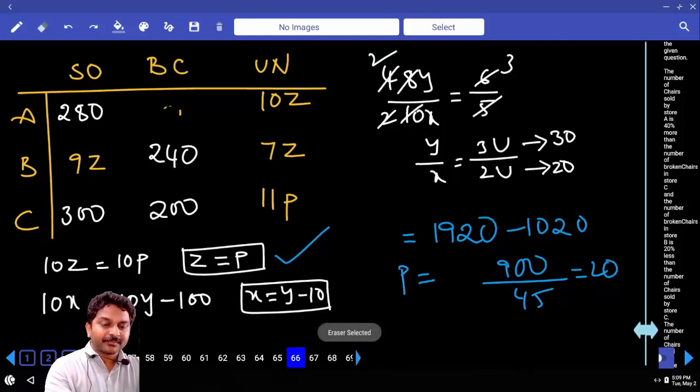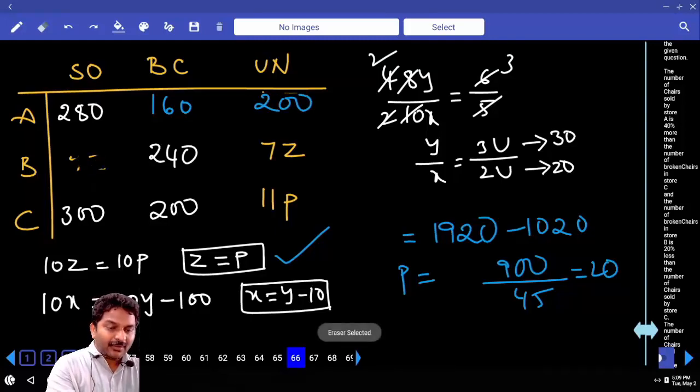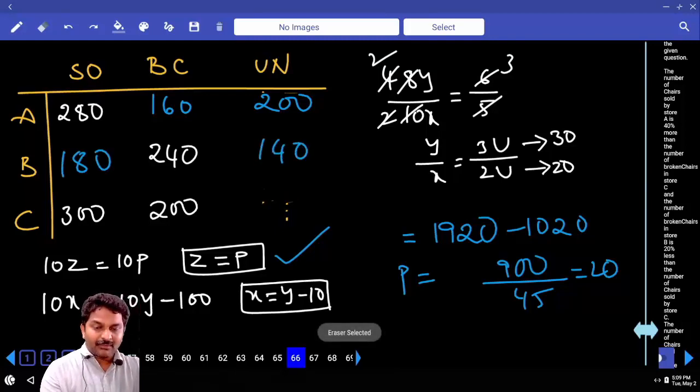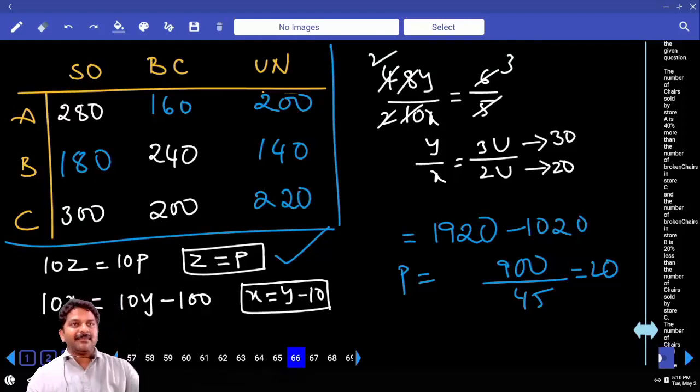8 parts, 160. 10Z, 200. 9Z, 180. 7Z, 140. This is 180. 140. 180. 220. Now the entire table is available? Yes, we can answer all the questions.